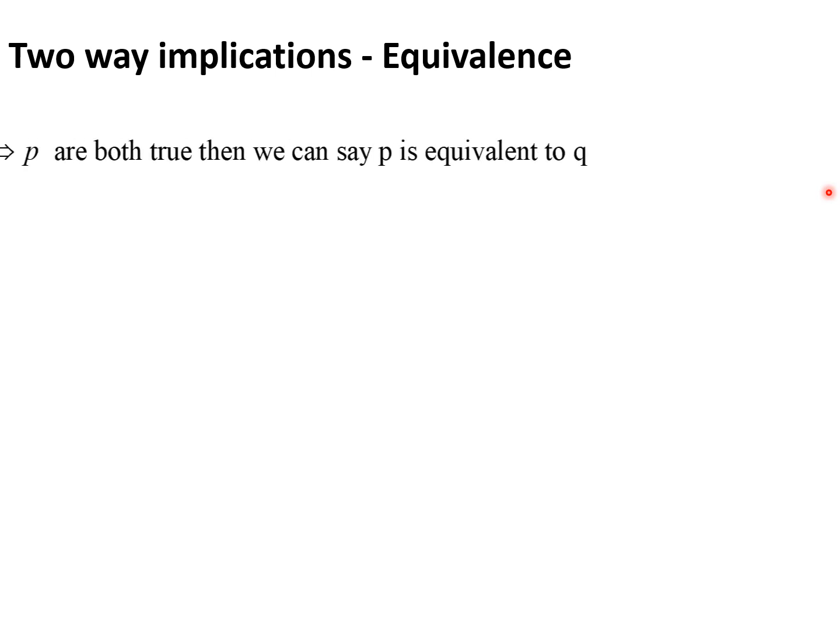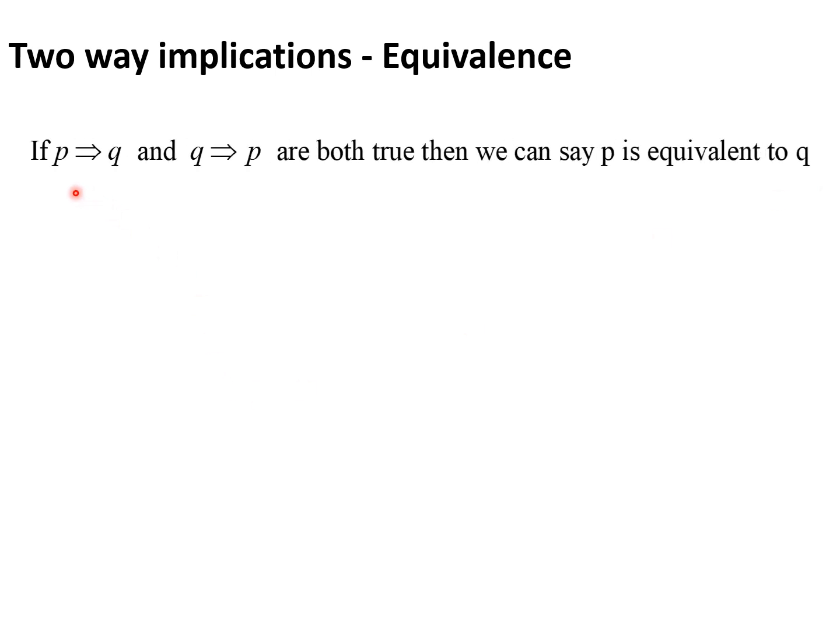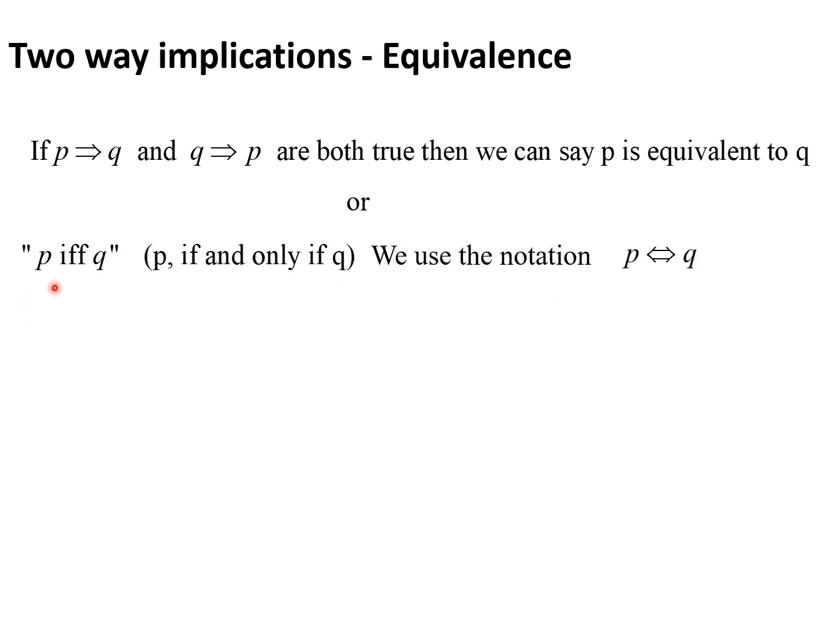Okay, two-way implications or equivalence. If P then Q, and if Q then P are both true, then we can say P is equivalent to Q. In this case, there's another alternative notation: P IFF Q, where IFF means if and only if. You can use this notation, which represents if and only if, as I showed in the earlier slide.